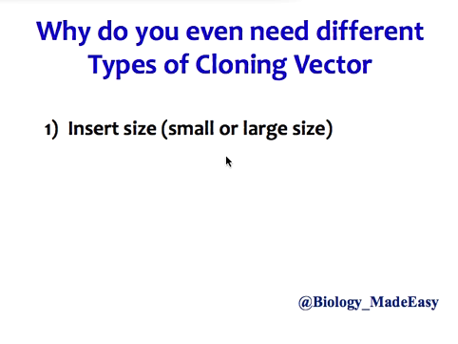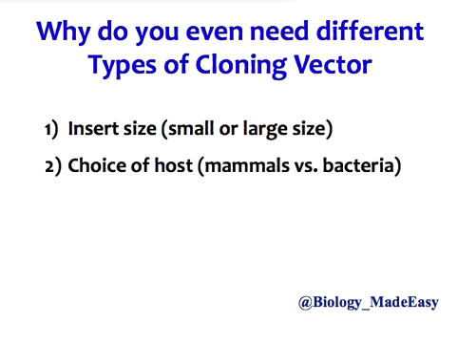However, if your insert is a bigger size or genomic DNA, then you cannot use a plasmid because a plasmid cannot accommodate a bigger size insert. In that case, you'll have to use some other vector, for example a cosmid, YAC or BAC. And next is the choice of host. Sometimes people use a mammalian vector because they want to clone a mammalian gene, and sometimes people also use a bacterial host. In that case, you'll have to use a bacterial vector.